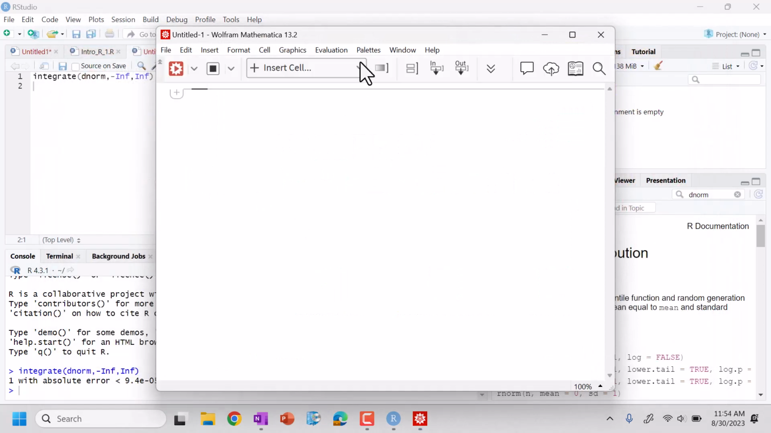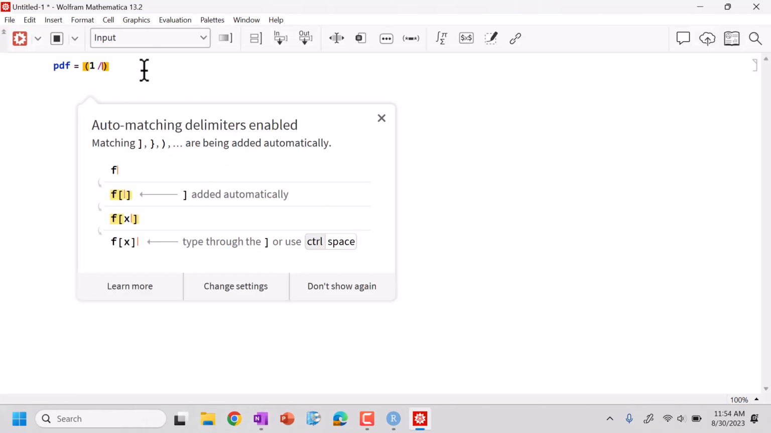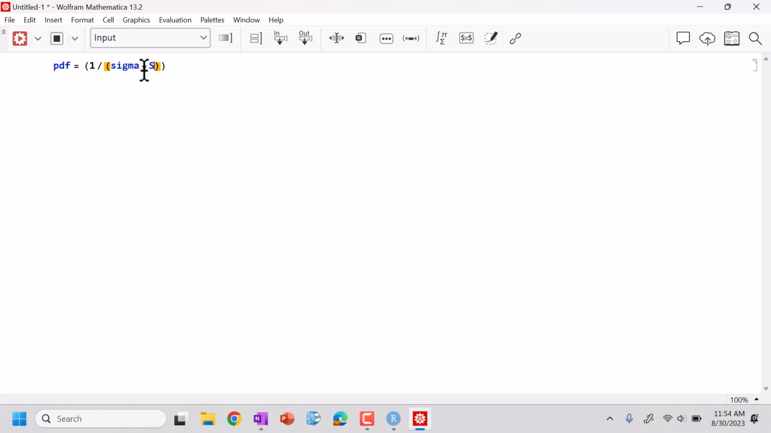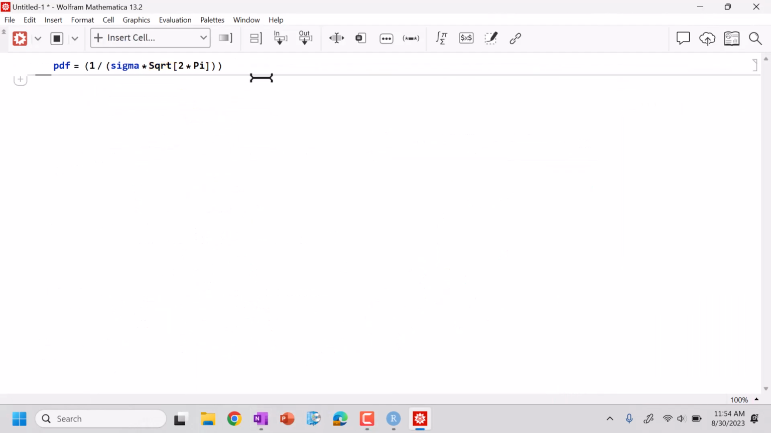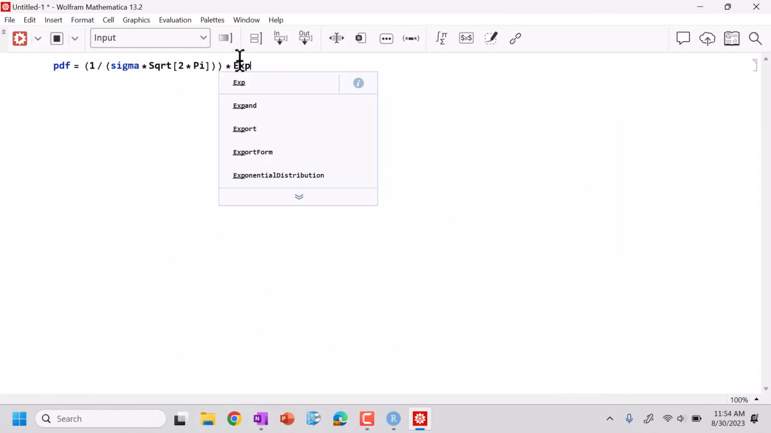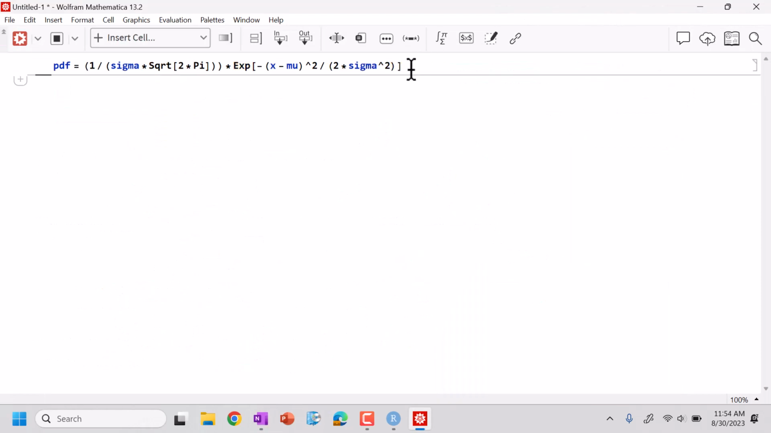So I've got my, basically we can say the PDF, and we can set that equal to, we can look back over here, basically 1 divided by sigma times the square root of 2 times pi. Let me make sure we got that correct. Yep, and then times the exponential of minus (x minus mu) squared, all of this divided by 2 times sigma squared. If my memory serves me correct. Yep, that's what it is.